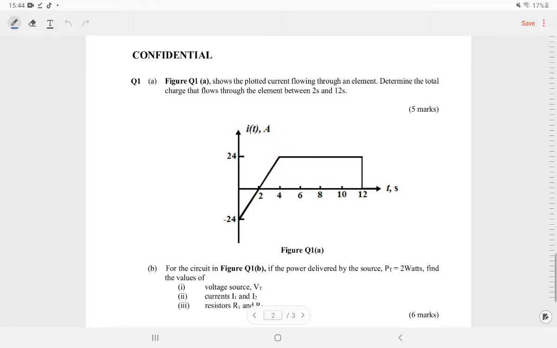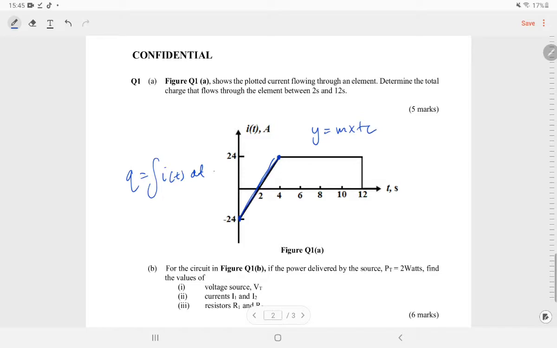this one you are given I of t graph and then you need to find the value of charge, right? So you know that charge can be found using this formula, Q equal to integration of I t, right? So therefore you need to find what this equation is for this graph. So usually for this one you are using y equal to mx plus c.